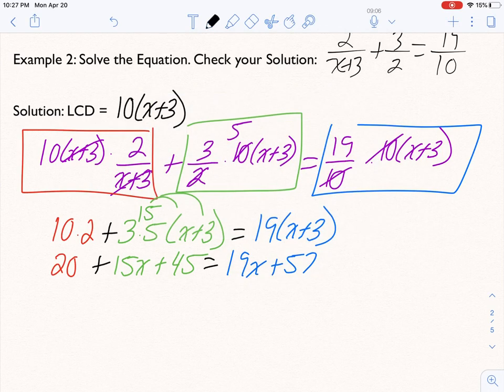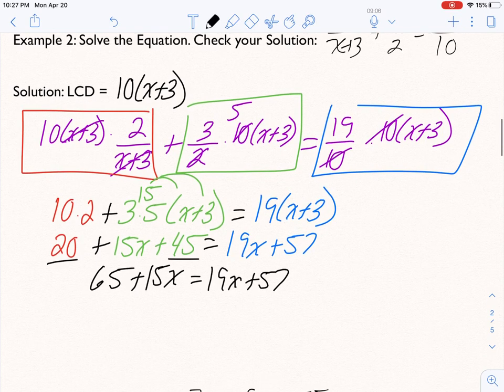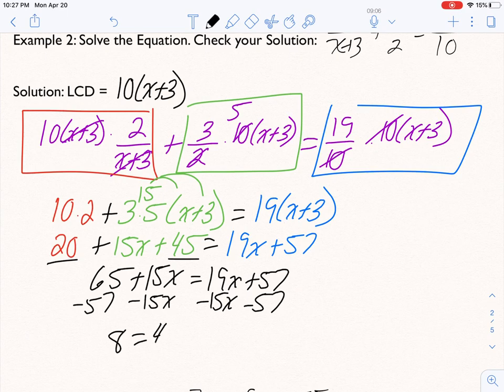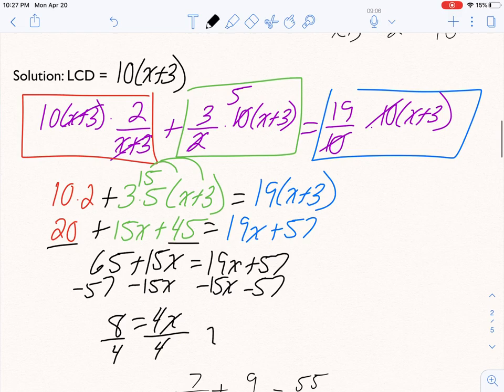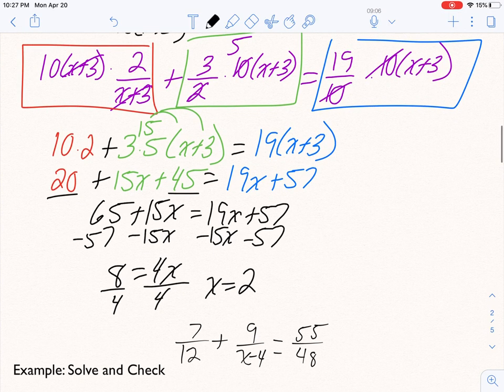So on my left side, I can combine like terms, giving me 65 plus 15x, because I've got a 45 and a 20 there, equals 19x plus 57. Subtract the 15x over, subtract the 57 over, and I get 8 equals 4x, divided by 4, and I get what I assume is my answer of x equals 2.